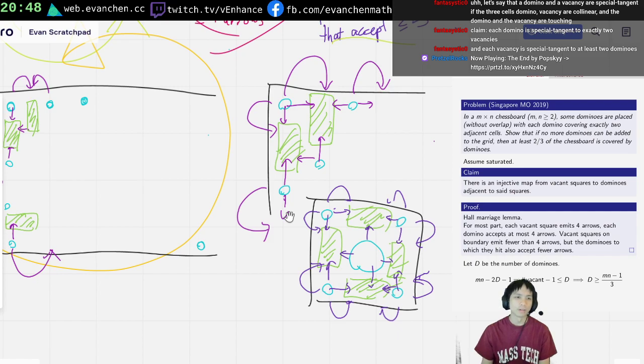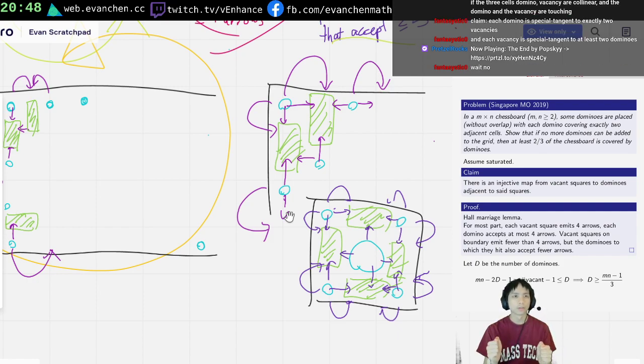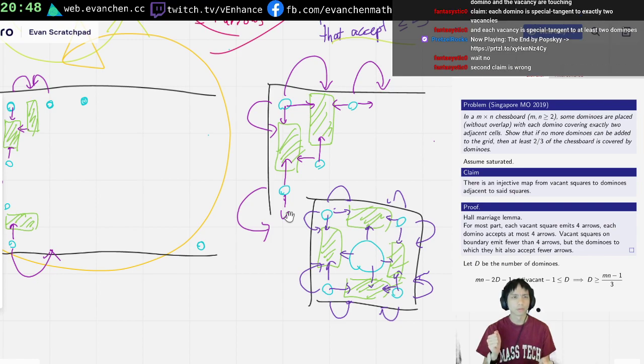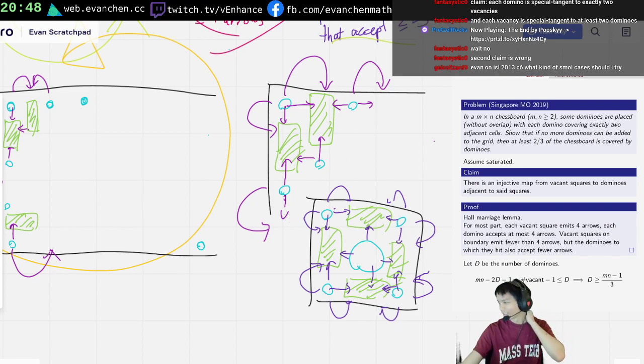Oh, I see. So in the equality case, everything has to get used up exactly. So that means every domino actually, along the edge of the domino there's at least 2 vacant squares. Second claim is wrong. No. Yeah, I feel like this picture is causing all the problems.